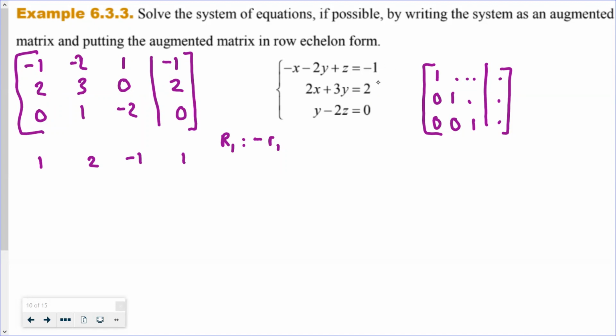So I want to get a 1 here, but my next step after that, getting zeros, I'll also want to get a 1 here. And if you notice right there, there's just a 0 and a 1. So what I'm also going to do is switch row 2 and row 3.